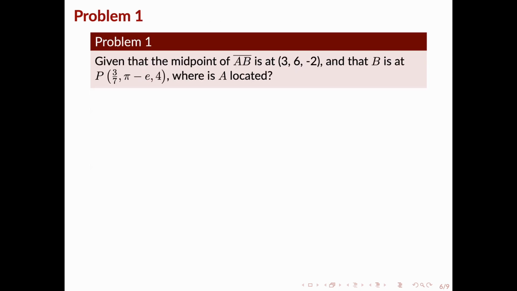Now let's try to solve some problems. Here in problem 1, given that the midpoint of line AB is at (3, 6, negative 2), and that B is at point (3 over 7, pi minus e, and 4), where is A located? I recommend pausing the video and try to solve the problem by yourself and check if your answer is correct. Now, I will show you the solution.